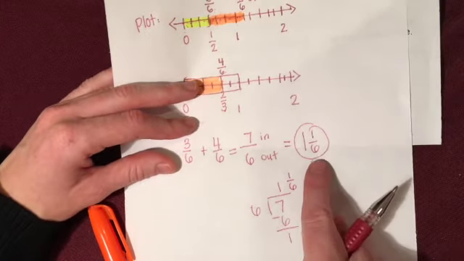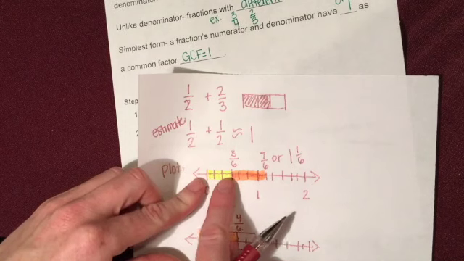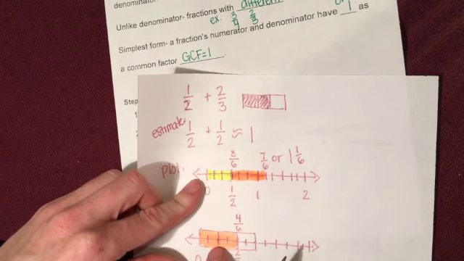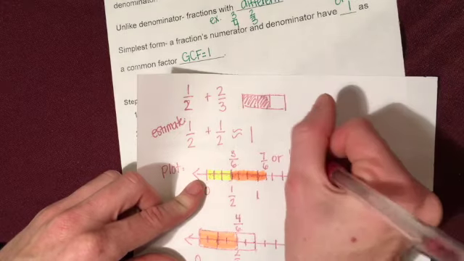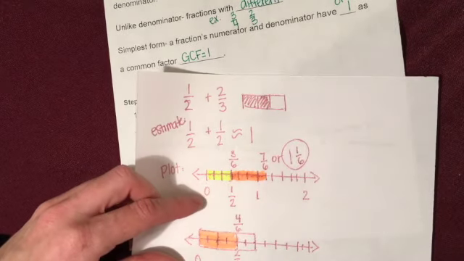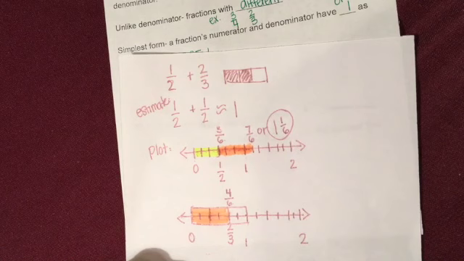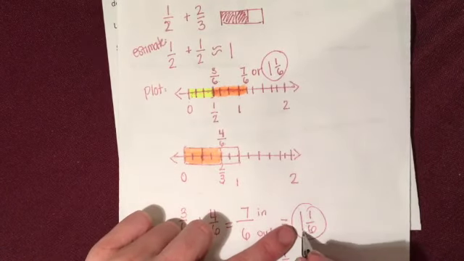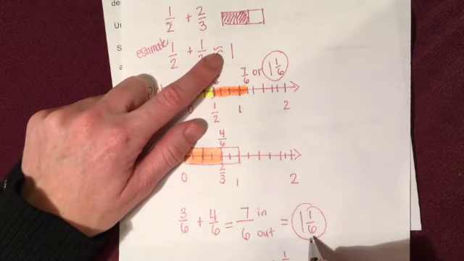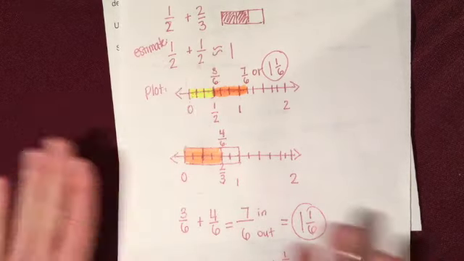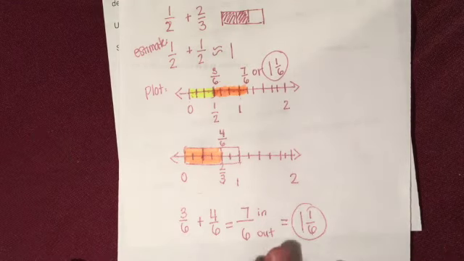So that is our answer, and we double check it with our number line when we moved the other number line up to our first number line. Did we get the same answer? Yes. Now, my last thing that I want you to do is to check, is 1 and 1/6 close to your original estimate of 1? It is. So we're done with that problem.